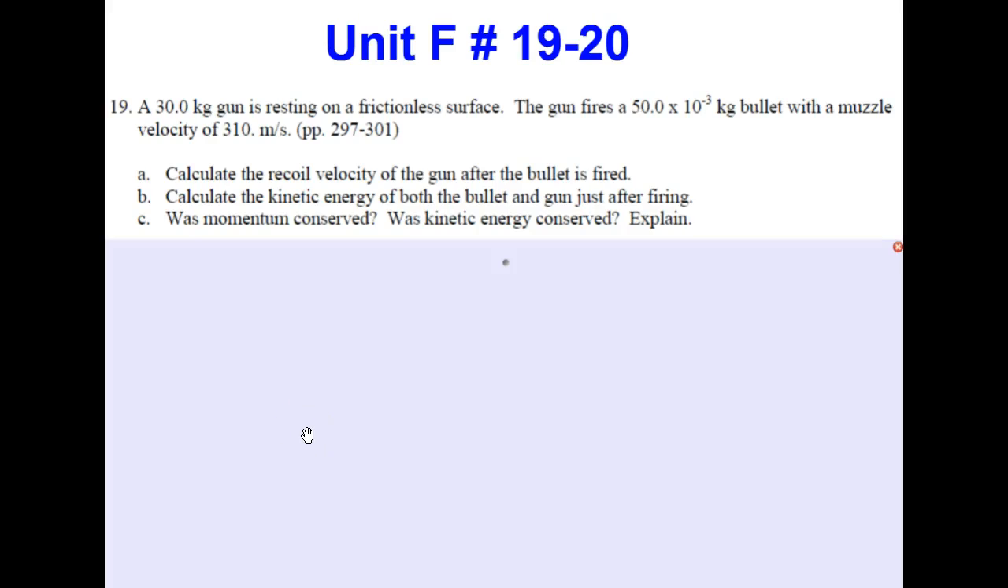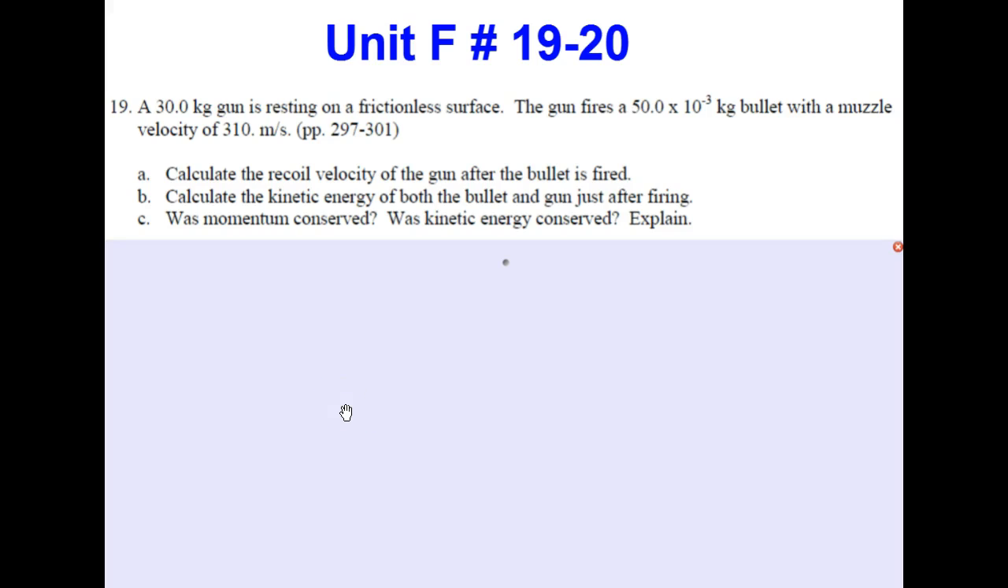Welcome to the solution to the Regents Physics Momentum problem set, problem number 19. A 30-kilogram gun is resting on a frictionless surface. The gun fires a 50 times 10 to the negative 3 kilogram bullet, that would be a 50-gram bullet, with a muzzle velocity of 310 meters per second. Calculate the recoil velocity of the gun after the bullet is fired.